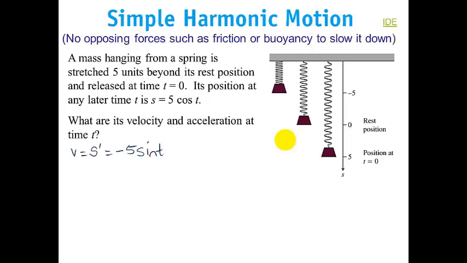Now let's go ahead and figure out the acceleration. Acceleration is the derivative of velocity, or the second derivative of position. So if we differentiate this velocity function, the derivative of sine t is cosine t. So we have this negative 5 constant times the cosine of t. So looking at acceleration, acceleration follows a cosine t, but it is the actual reflection of the position.